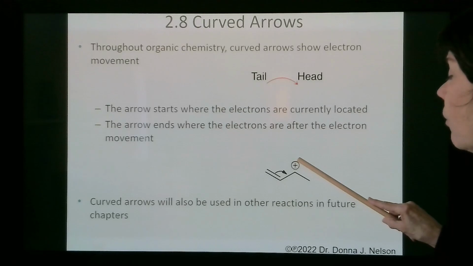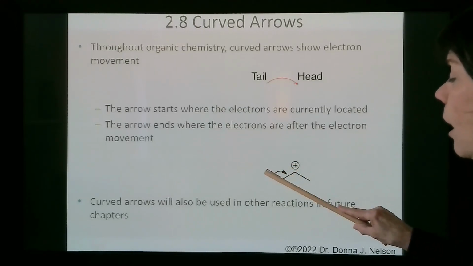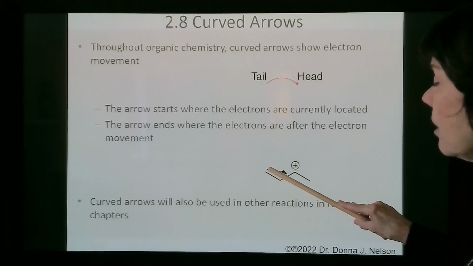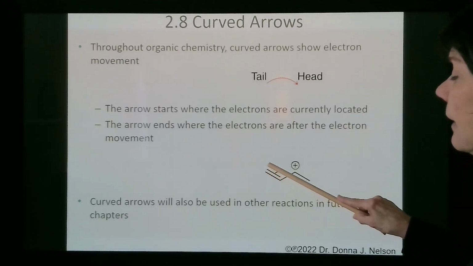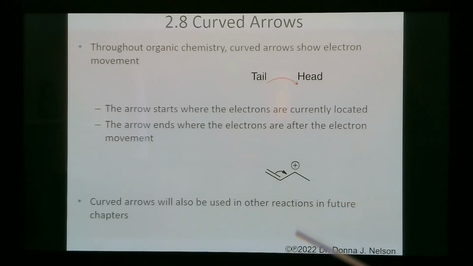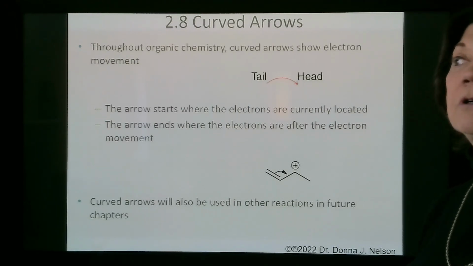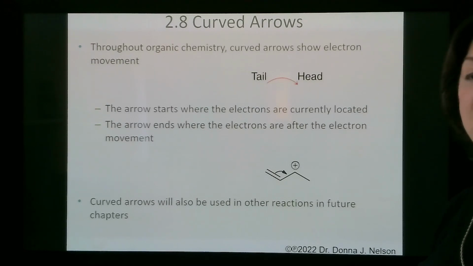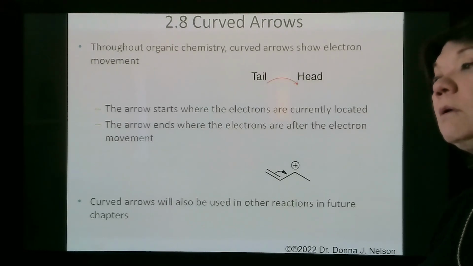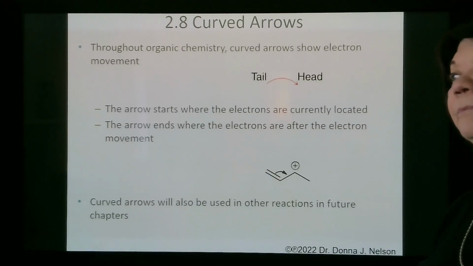And when they move over, this positive charge will move over there, because as they move over here, the electron density will be moved off of this carbon, and so a positive charge will be generated on that end of the molecule. You will use these curved arrows constantly in organic chemistry, especially the farther along you go. After, say, chapter 7, you will use them constantly in probably every lecture.